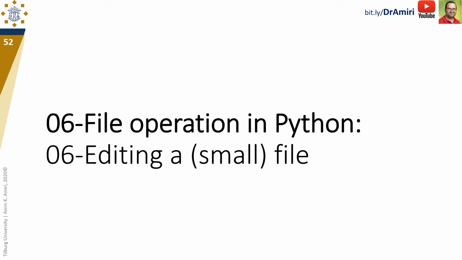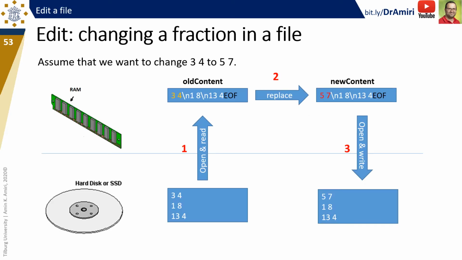Now that you know how to read a file and how to write or append in a file, you are able to edit a small file. So to edit a file, you first need to open the file, read it, and put the content of the file in a variable in RAM. Here I'm going to call this variable old content.